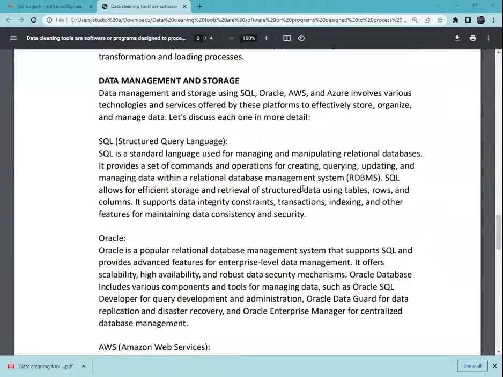SQL, if it's a good SQL system, ladies and gentlemen, like what we call MySQL or PostgreSQL, they are high in terms of what? Yeah, security. Then we go to the famous Oracle.